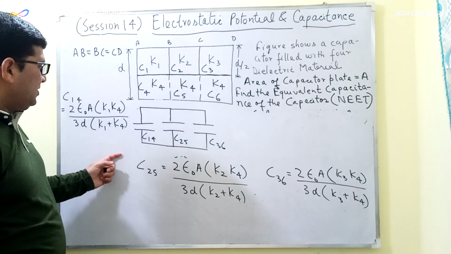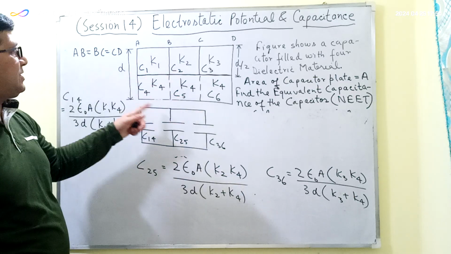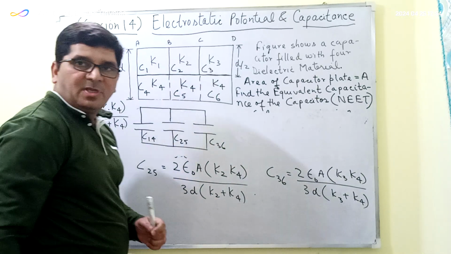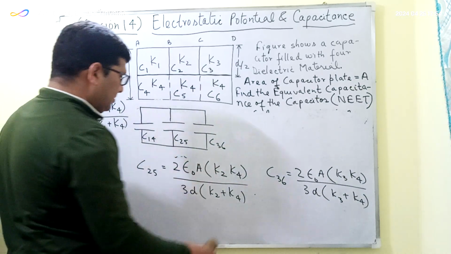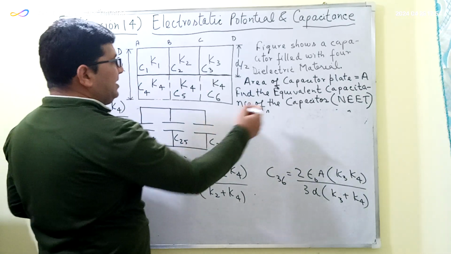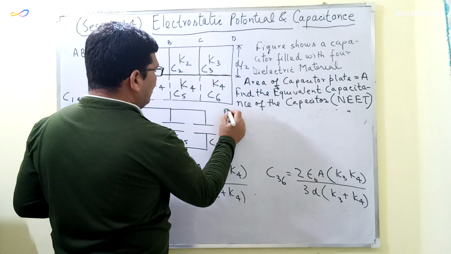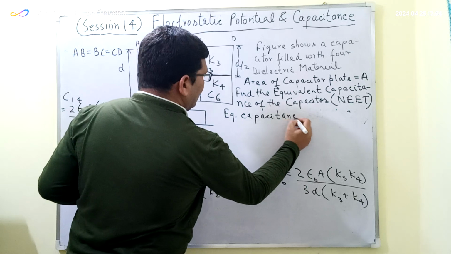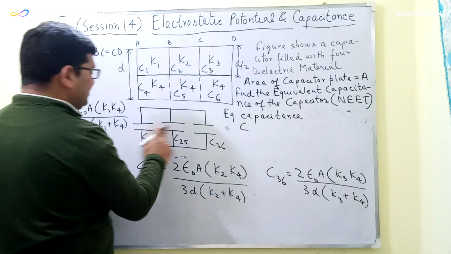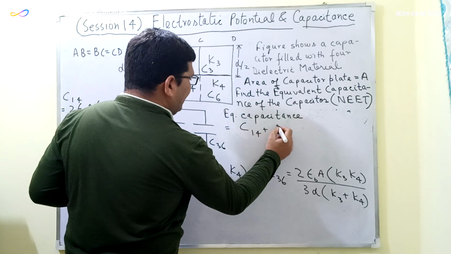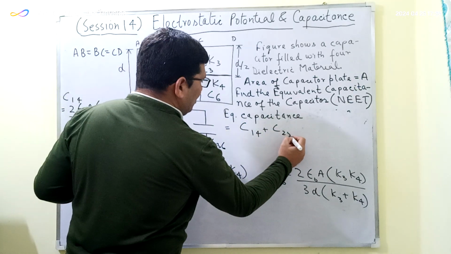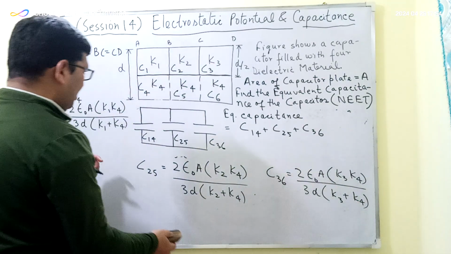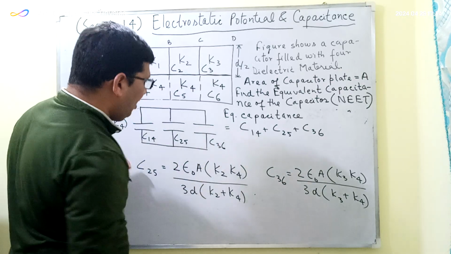So in order to find the equivalent capacitance of this combination, I have to simply use the formula for calculating the total capacitance in the case of a parallel combination. Because these three are in parallel, simply they will be added up. So this will be equal to C14 plus C25 plus C36. Okay? So now simply we have to add it.